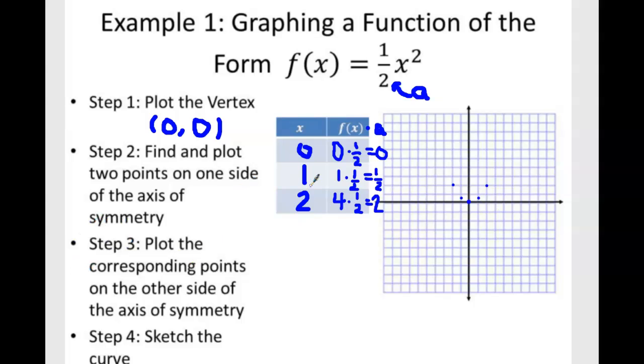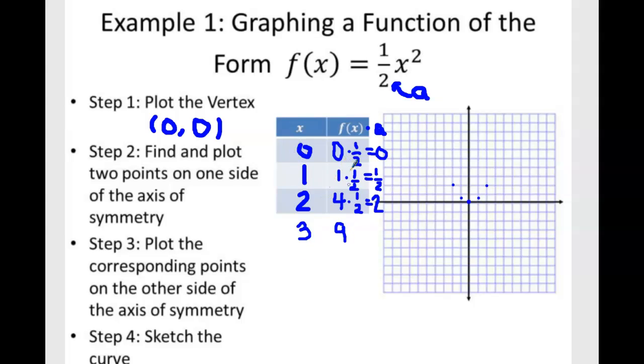If you think about your perfect squares, they go 0, 1, 4. What's the next perfect square? 9, 16, 25. Which number did I skip in the middle? Yeah, it's 9. So x is 3. 3 squared is 9.